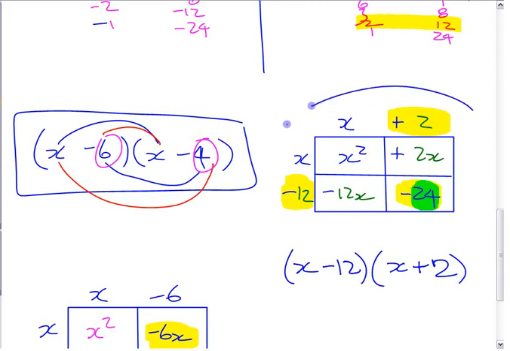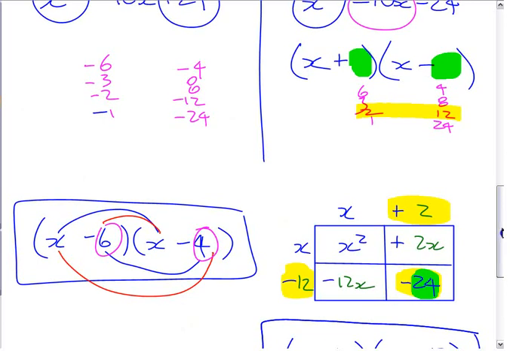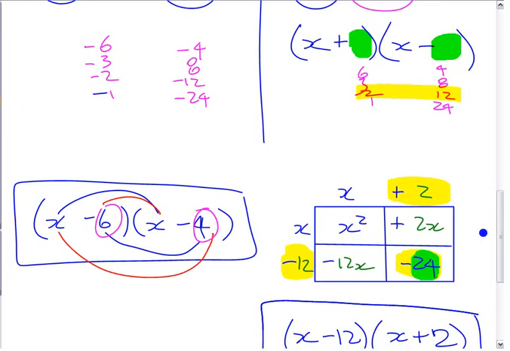You don't have to draw the rectangle unless it helps you. You're going to hopefully get pretty good at it once you multiply things out and look for patterns and stuff. You're going to be able to do this. Just realize that when the last term's negative, there's more things to try because you can try one positive, one negative.